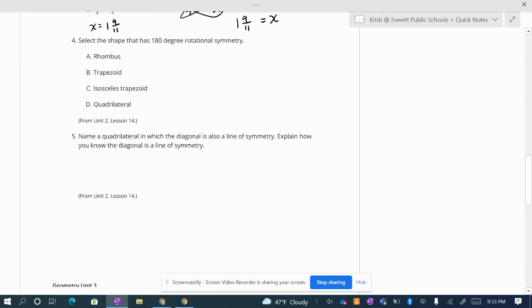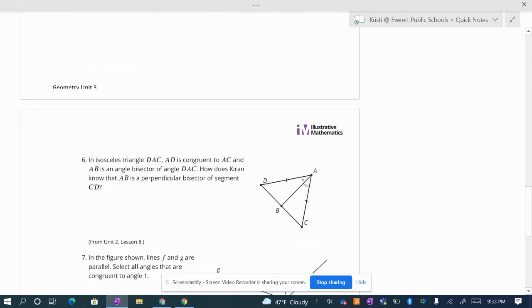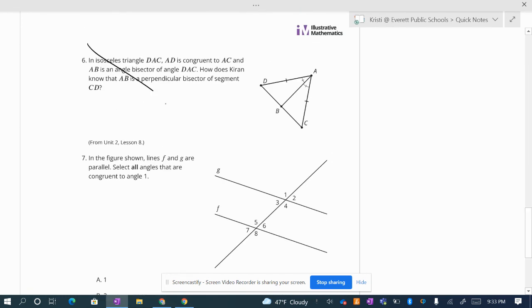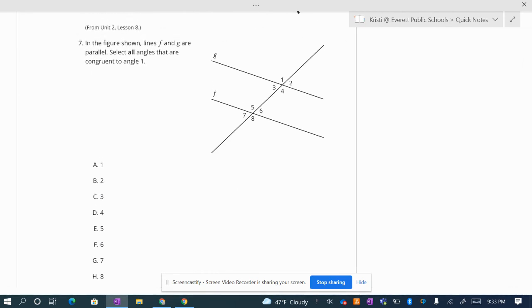All right, let's go. We love to cross stuff off. All right, blast from the past, a little review. In the figure shown, lines F and G are parallel. Those little arrows mean they're parallel. Select all angles that are congruent to angle 1. All right, so here's angle 1.